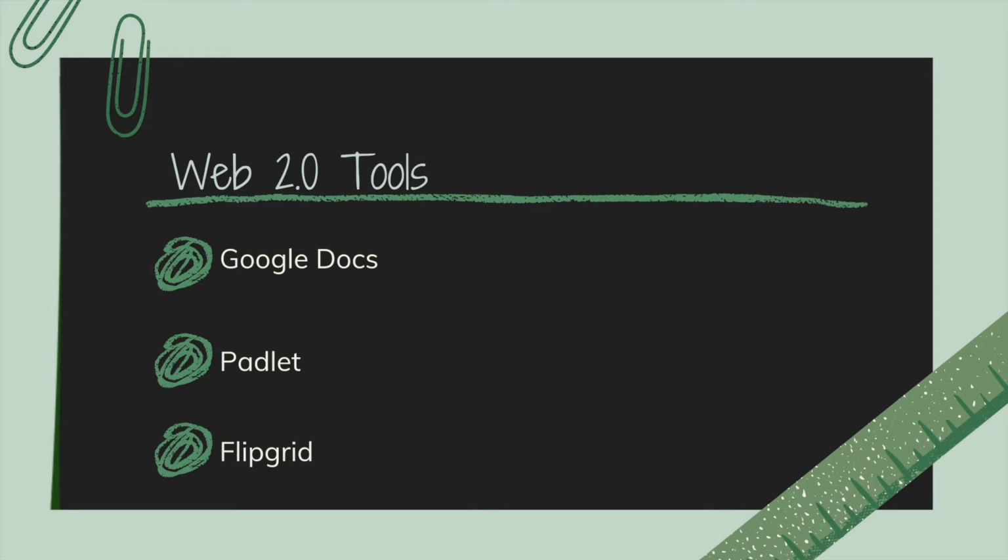So starting off, I wanted to discuss Web 2.0 tools. Those are things like wikis, blogs, and even social media like Facebook and Twitter. Those can all be used to integrate writing into lessons. Students can interact with each other using authentic materials while being engaged in learning.